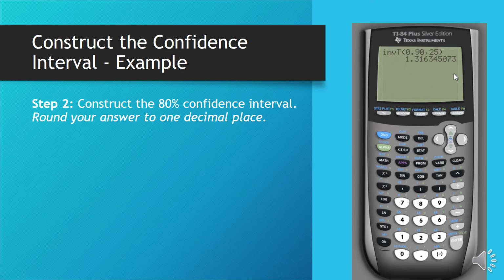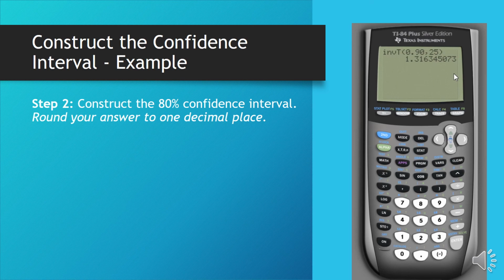Now let's complete step 2, which is to construct the 80% confidence interval. It asks us to round our answers to 1 decimal place. So let's look at how we construct the confidence interval using the calculator. Of course, if you are constructing the confidence interval by hand, you would need to calculate the margin of error using that critical t-value we just found, plugging it into the margin of error formula along with the sample standard deviation and the sample size. It's a lot easier if you just use the calculator, which is what I'm going to show you here.